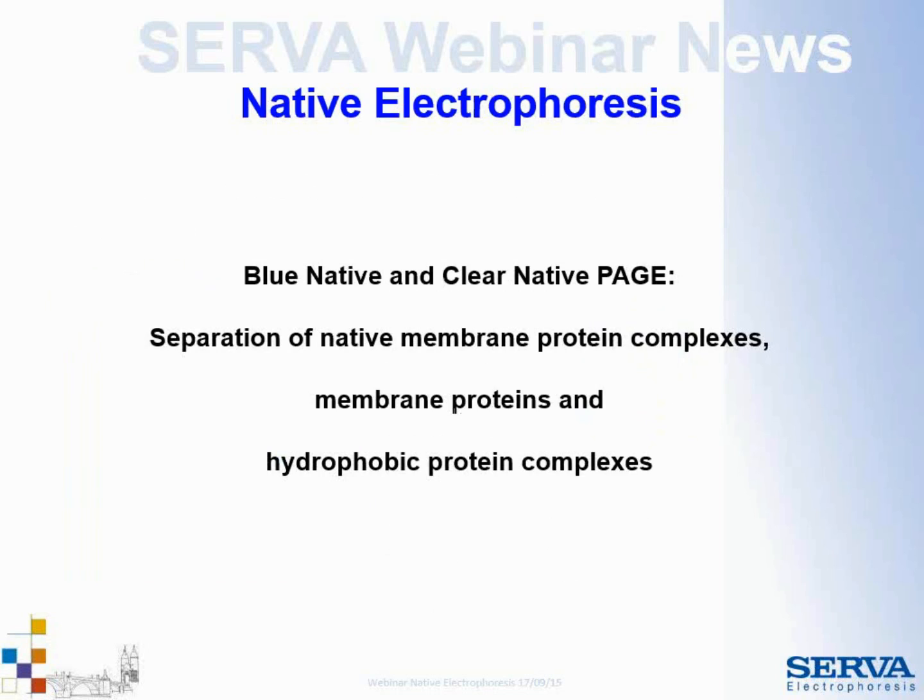So the Blue Native and the Clear Native page are special applications to separate membrane protein complexes, membrane proteins, and hydrophobic protein complexes. So this is a little bit of a different method than the method shown before, because the limitations due to PI value, isoelectric point, and these things are not as big in this method as in the method described before.